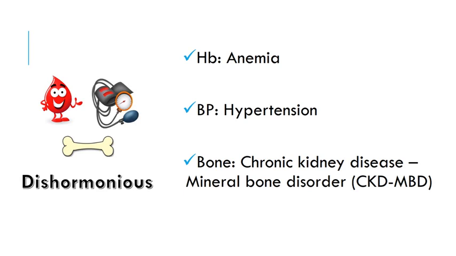And then the last group, as I've mentioned, your dysharmonious group. So what clinical signs will you look for? For your HB, they could be anemic, so you will see pallor. Your blood pressure, so they will be hypertensive. And for your bones, with chronic kidney disease, they actually have something referred to as chronic kidney disease, mineral bone disorder. So these patients don't grow. They're usually quite stunted, and they grow very poorly.